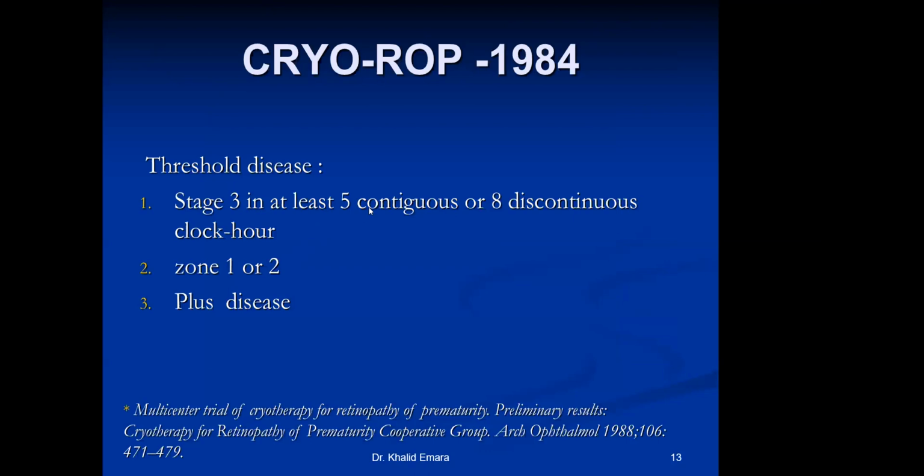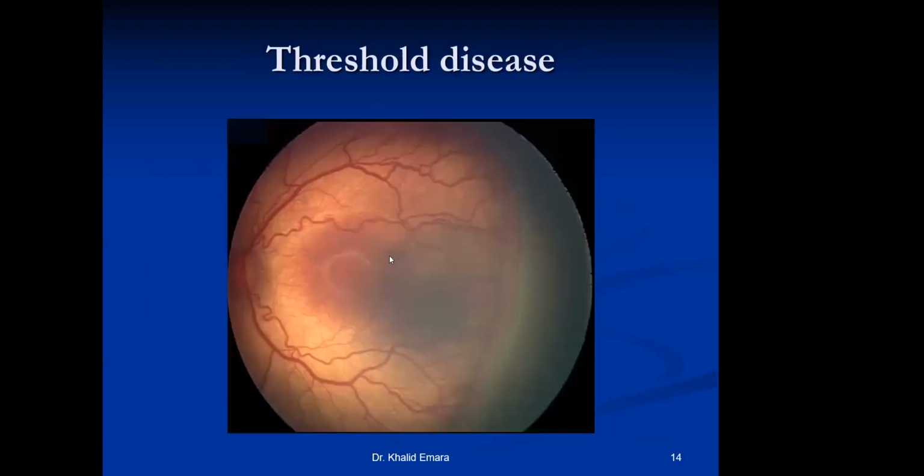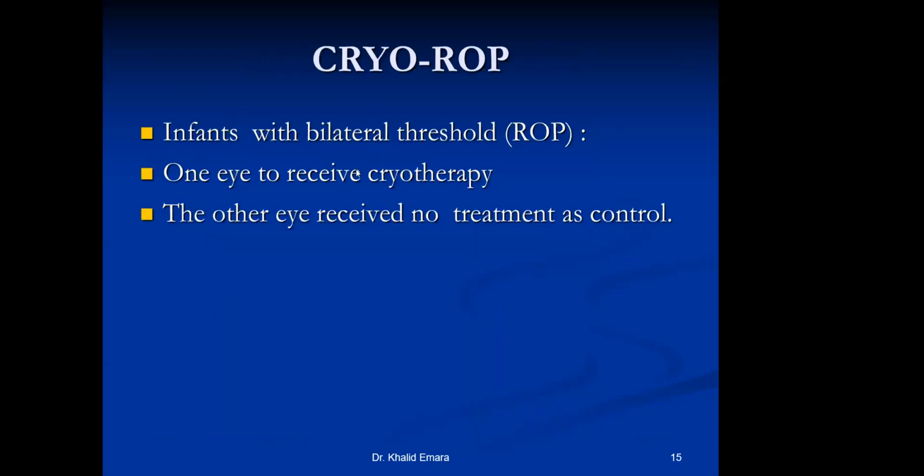In this study, the indication for treatment was threshold disease, which is defined as stage 3 in zone 2 or in zone 1, involving 5 continuous or 8 discontinuous clock hours with plus disease. This is an example of threshold disease. In this study, one eye received cryotherapy while the other eye was left as a control without treatment.